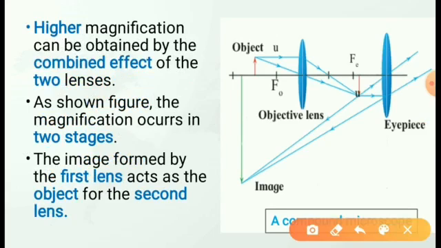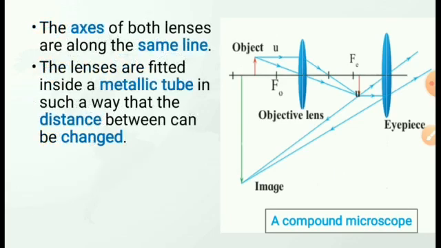Higher magnification can be obtained by the combined effect of two lenses. As shown here in this figure, the magnification occurs in two stages. The first image formed by the first lens acts as the object for the second lens. The axes of both lenses are along the same line. You can see here in this picture. These lenses are fitted inside a metallic tube in such a way that the distance between them can be changed.